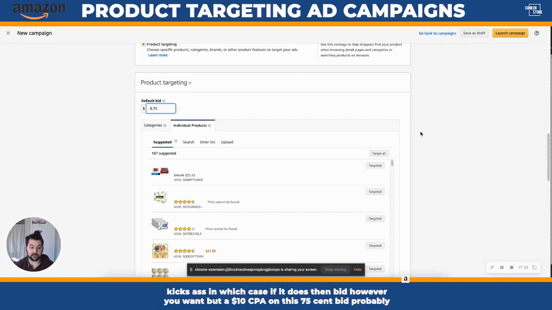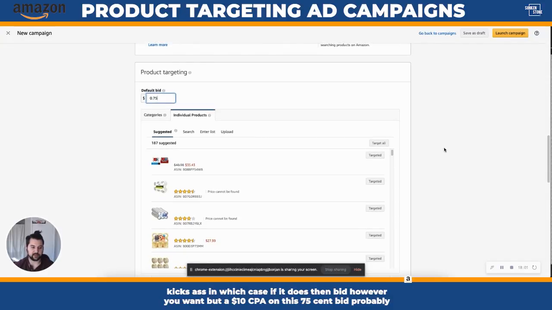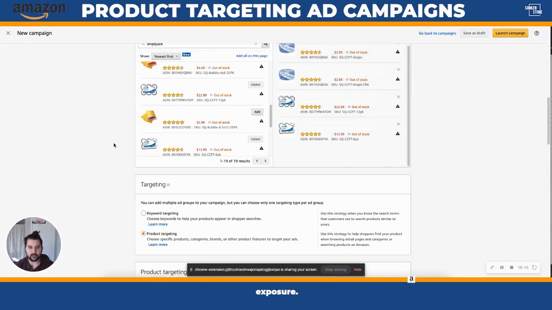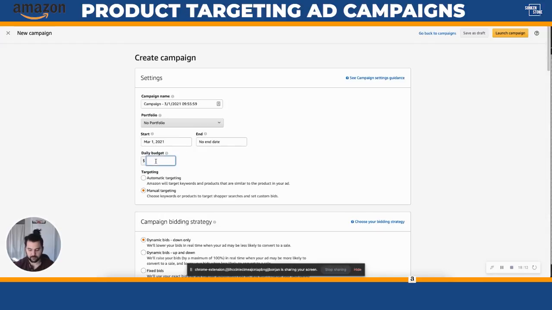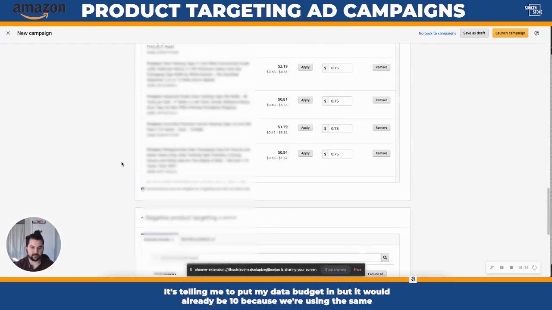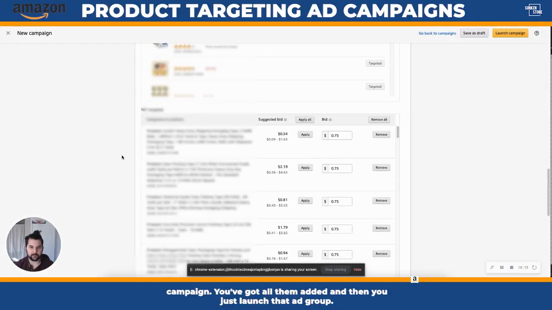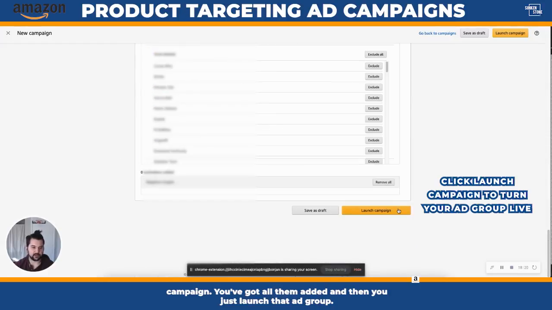In which case, if it does, then bid however you want. But a $10 CPA on this 75-cent bid is probably going to be pretty realistic for you. And then for this product, we're willing to pay that just to get exposure. It's telling me to put my daily budget in, but it would already be 10 because we're using the same campaign. You've got them all added, and then you just launch that ad group.